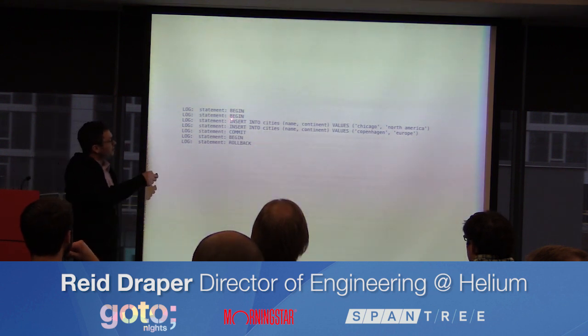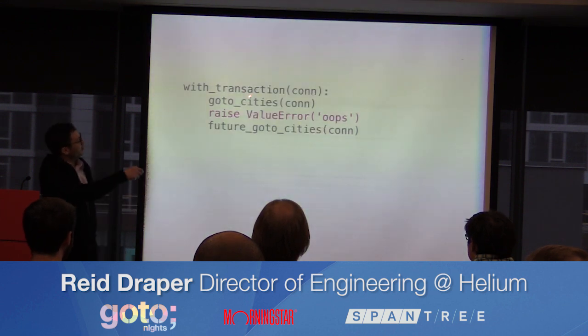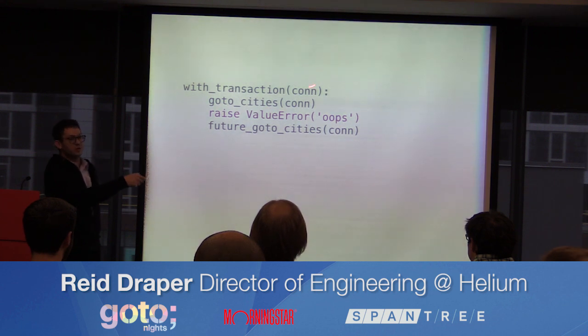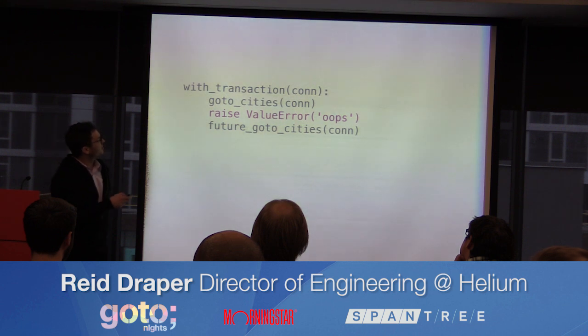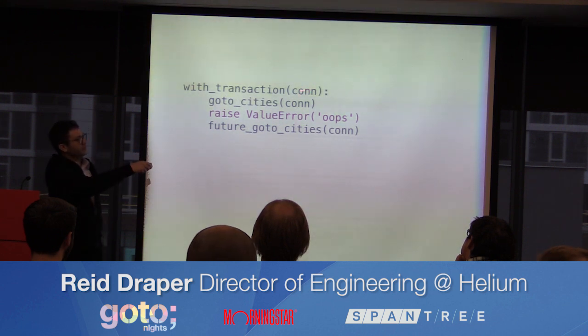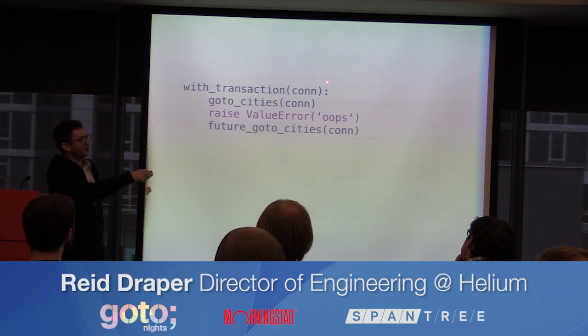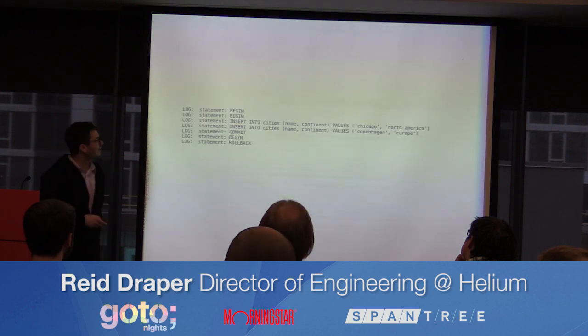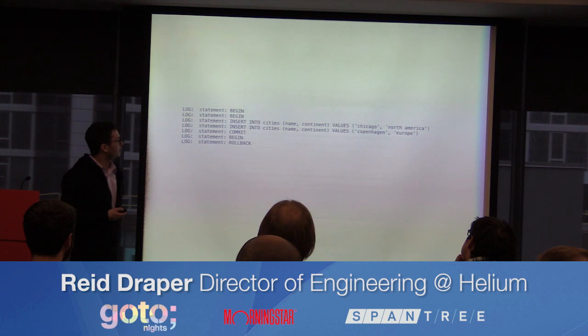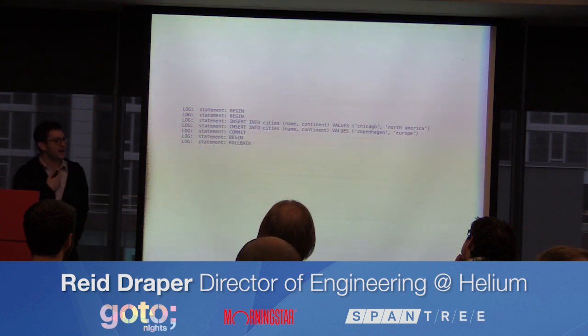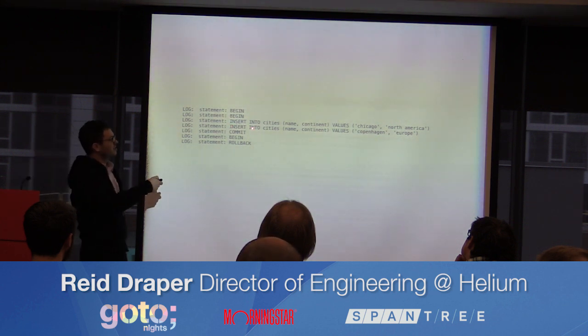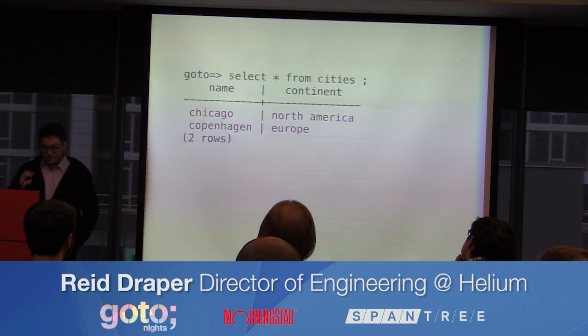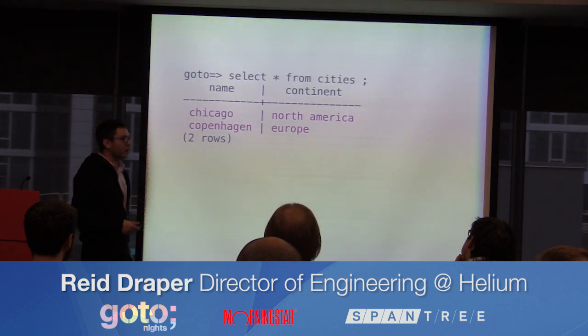We call begin twice again. We insert Chicago and Copenhagen. Then we call commit because we do successfully complete from GOTO cities. So now that's in the database. The transaction's over. Then we raise this value error, but we're still inside of, well, we think we're inside of this transaction. So our Python code says, okay, roll back. So we roll back, but we've just rolled back a transaction that hasn't actually done anything because we've already committed this first one. And so if we ask what's in the database, we get Chicago and Copenhagen.